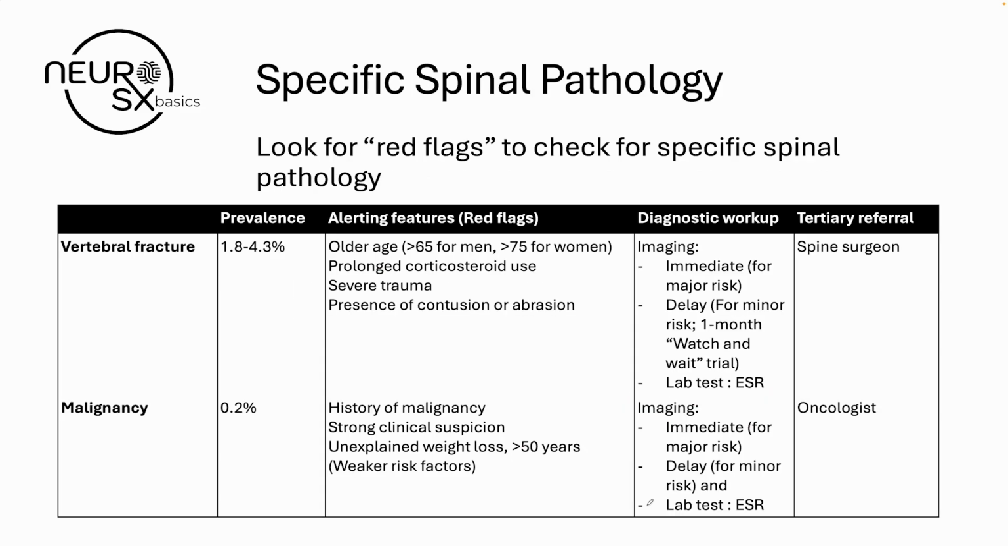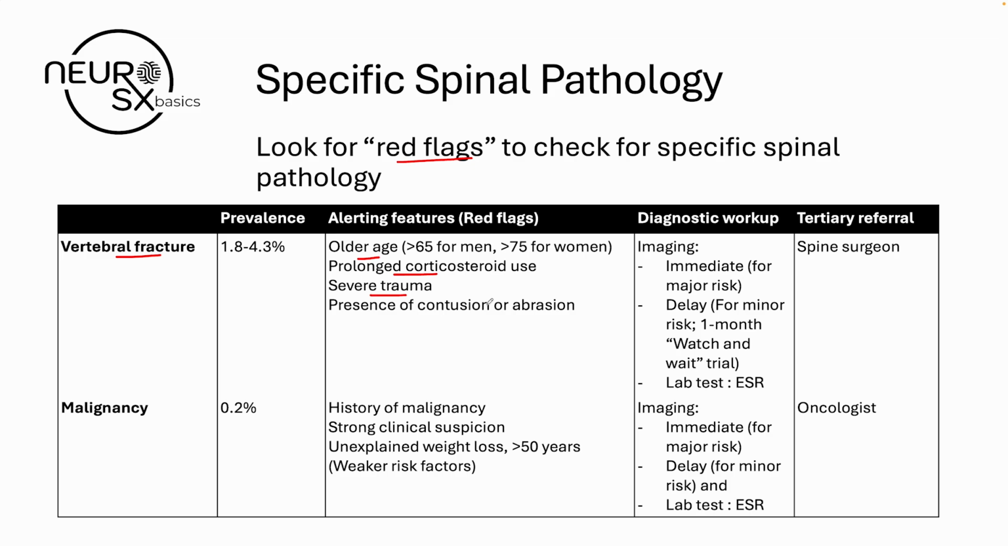Now, how do we identify that a patient has a specific spinal pathology? So there are some particular red flags that we should look for, which will help us pick up on specific spinal pathologies. These pathologies have particular red flags that we can look for. The important pathologies being vertebral fracture, where you'd want to consider older age being important, prolonged corticosteroid use, severe trauma, presence of any contusion or abrasion in the region which could indicate that the patient has suffered a trauma.